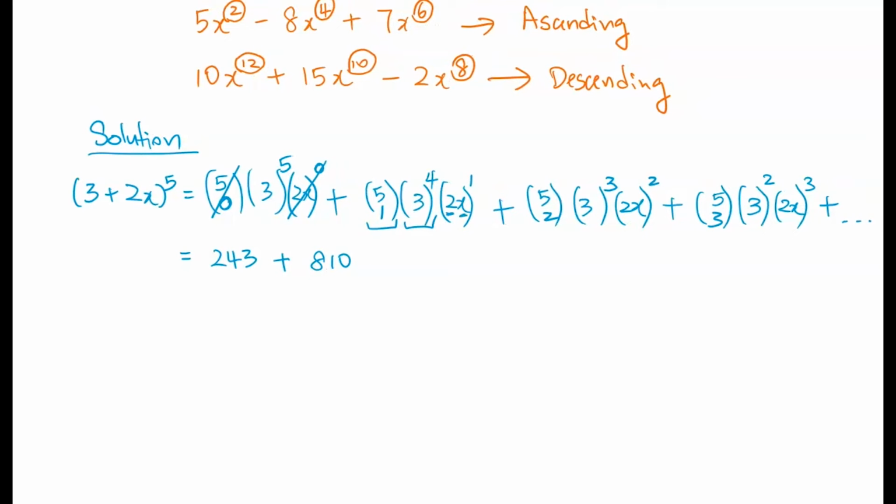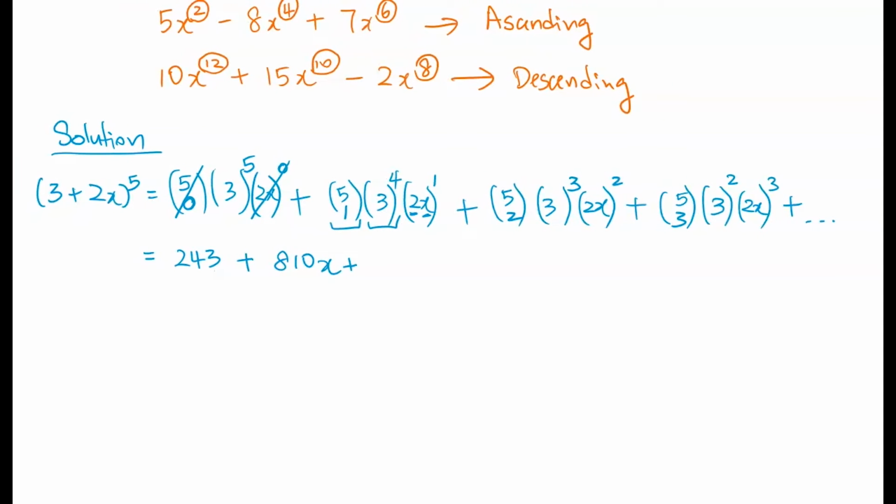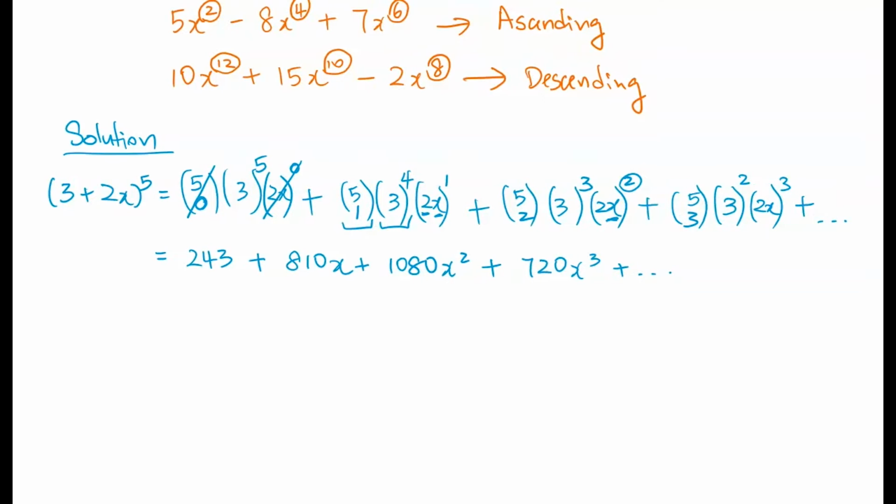So it will definitely be a positive sign. And then this is x to the power of 1, so that's just x. Then the next one, we have 5 choose 2 times 3 cubed times 2 squared. So that is 1080, and this is x squared. Plus, this is 5 choose 3 times 3 squared times 2 cubed. So that gives me 720x cubed plus dot dot dot. So this is the first part where I need to do my expansion.